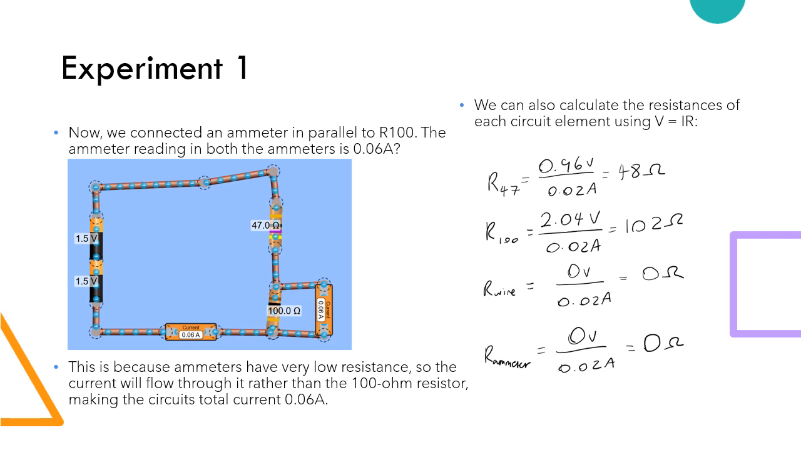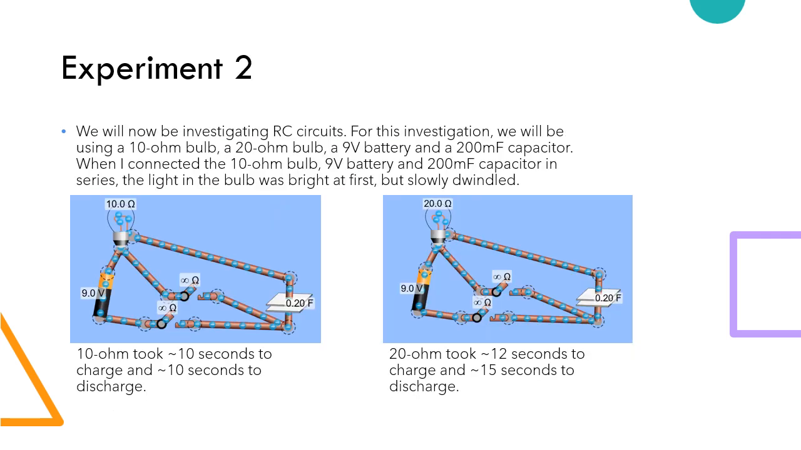We can also calculate the resistances of each circuit element using V equals IR, and as you can see, the 47 ohm resistor has these values, and the resistance of the wire is 0 and the resistance of the ammeter is 0. We will now be investigating RC circuits for experiment 2.